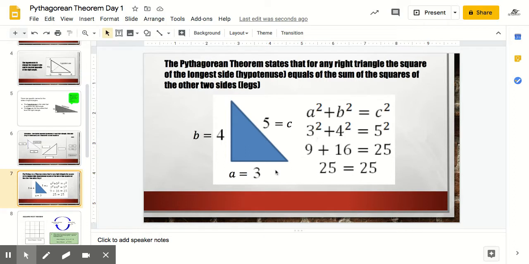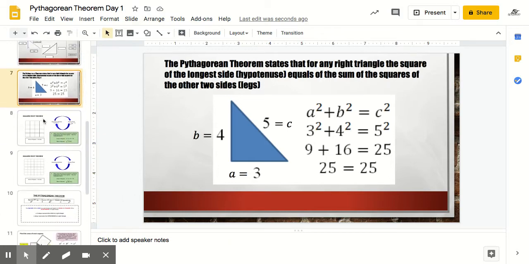So my one leg is 3, I square it, I get 9. My second leg is 4. I square it, I get 16. I add this together. 9 plus 16 equals 25. 25 equals 25. Yes, it does. This will always be the case. The number on the right will always equal the number on the left of the Pythagorean theorem.